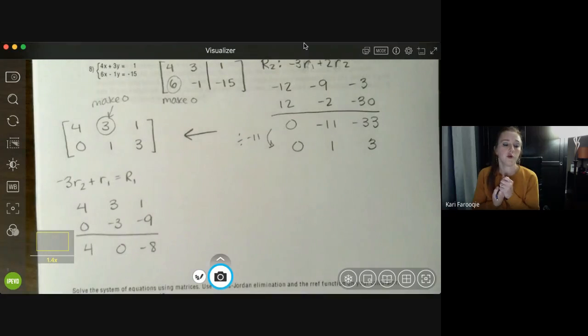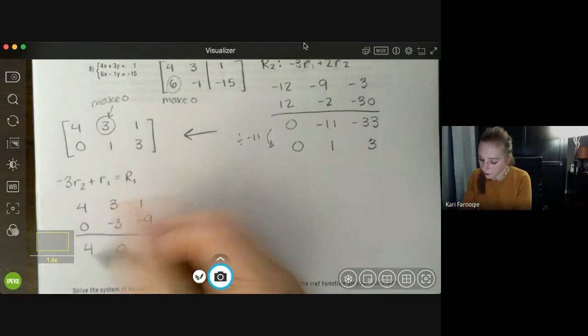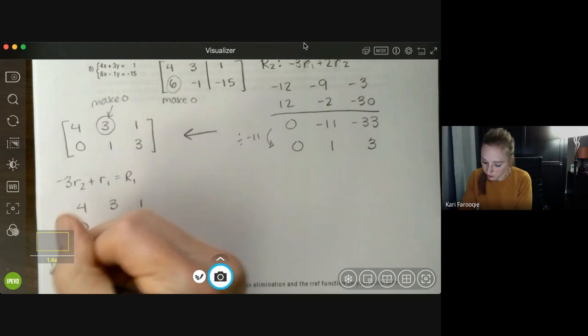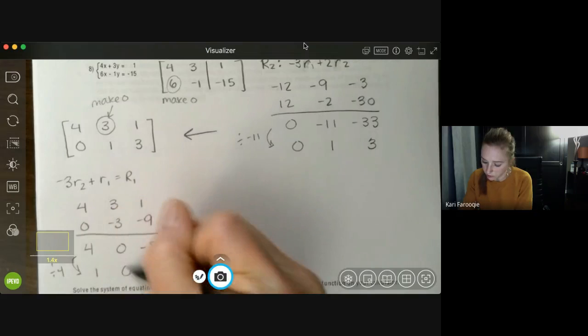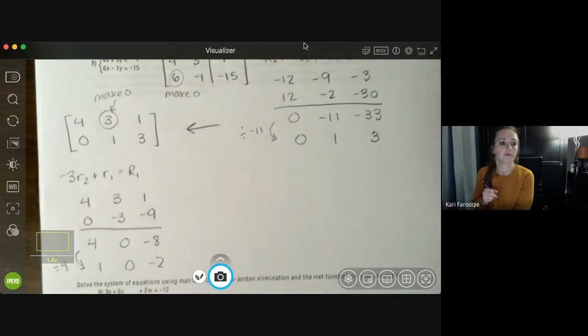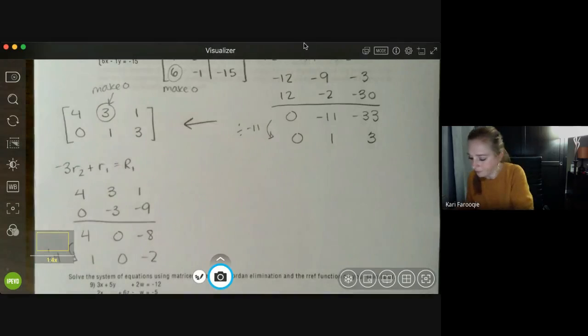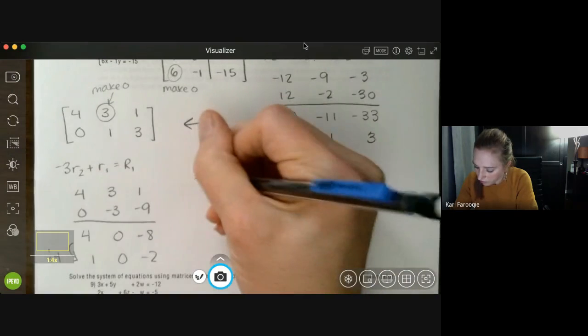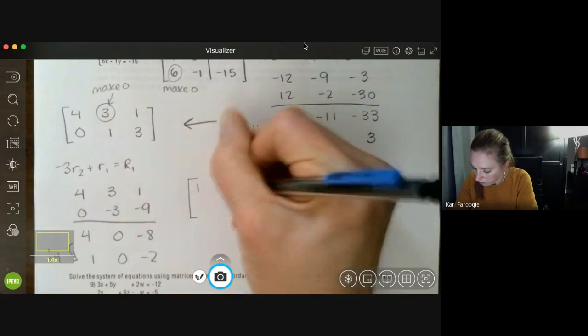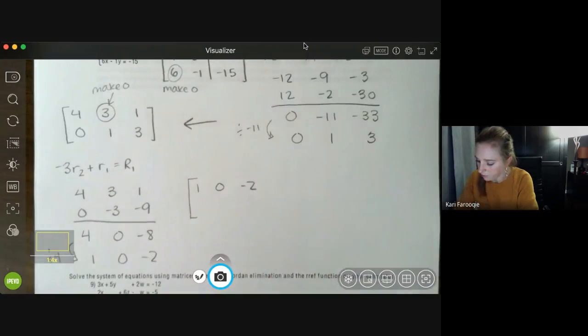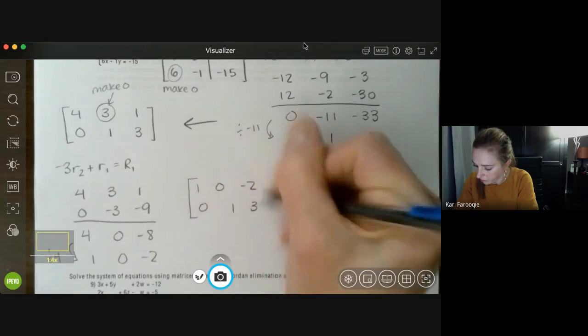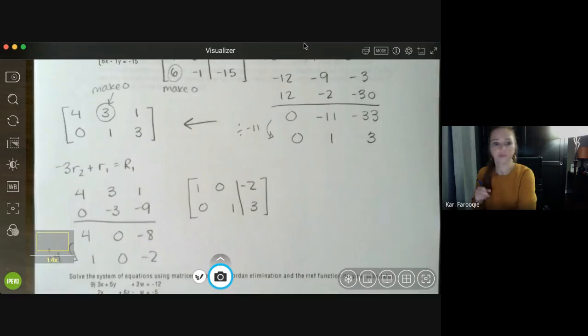You should get 4, 0, -8. And here's another case where life works out so nicely for you. You have a common factor of 4 divided out. You'll get 1, 0, -2. Okay. So we are going to replace our row 1 with this nice new row 1, which is 1, 0, -2. And row 2 stays the same.